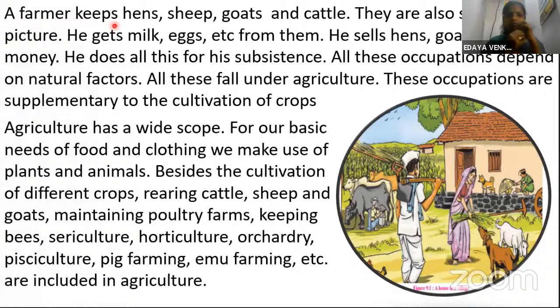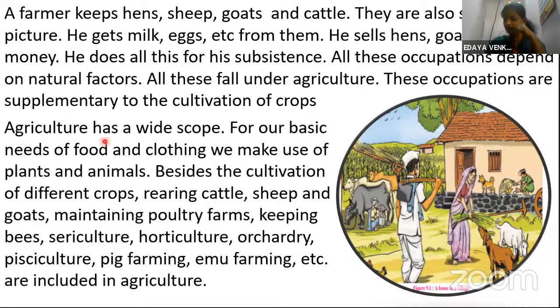A farmer keeps hens, sheep, goats and cattle. They are also seen in the picture. He gets milk, eggs, etc. from them. He sells hens and goats to earn money. He does all this for his subsistence. All these occupations depend on natural factors. All these fall under agriculture. These occupations are supplementary to the cultivation of crops.